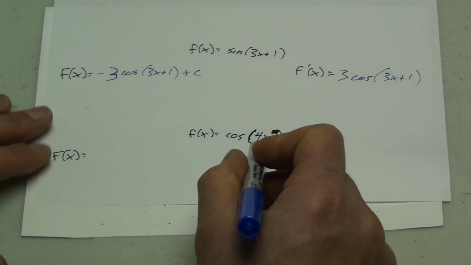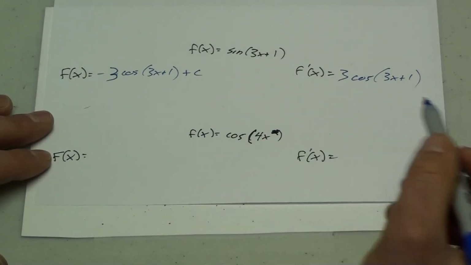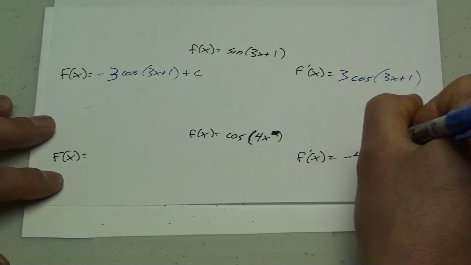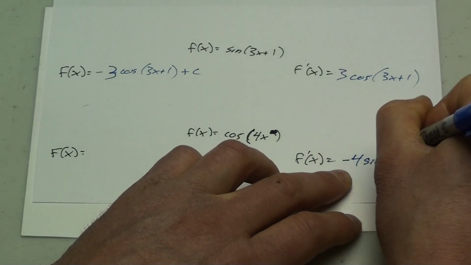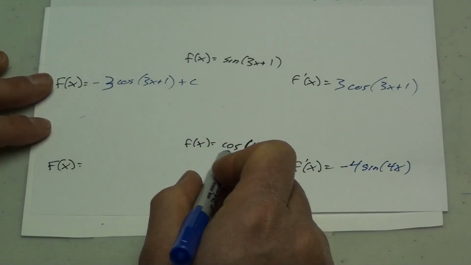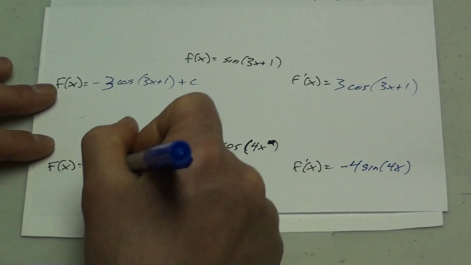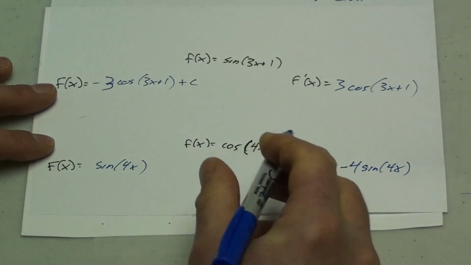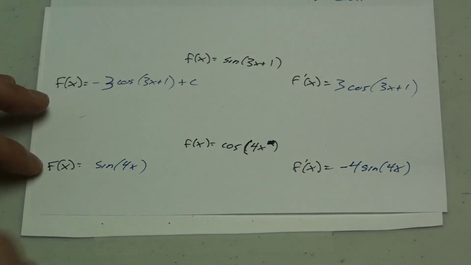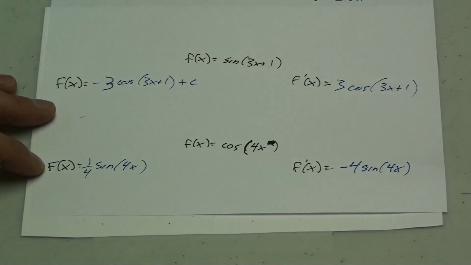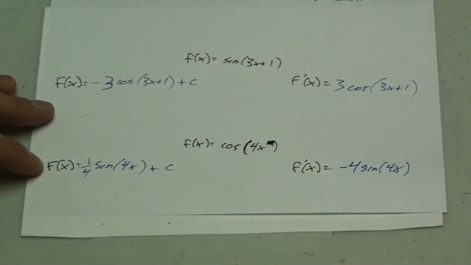Then I have cos 4x. The derivative of cos is negative sine, so you had negative 4 sine 4x. Well, I'll do the antiderivative. What would give me cos? It would be a positive sine. The angle stays the same, still 4x. But when I'm doing the antiderivative, I divide by the derivative of the angle. So 1/4 sine 4x plus c.